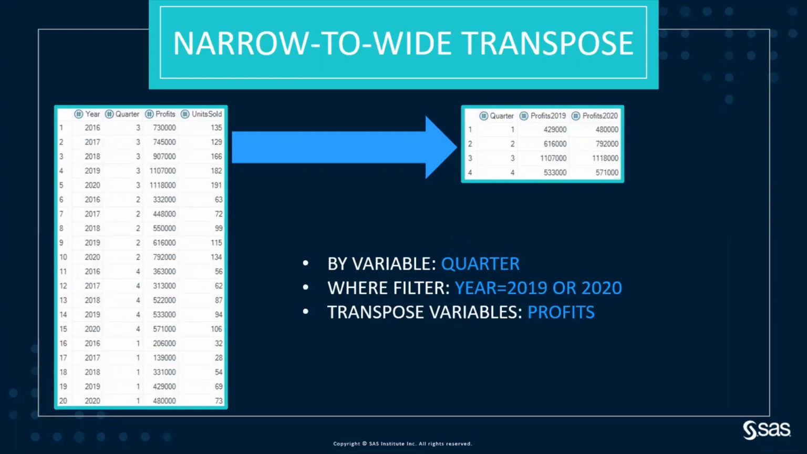Lastly, we want to include an ID statement to tell SAS how to use the values of the year column as our new column headers. By default, we would see columns titled col1 and col2, but with an ID statement, we see 2019 and 2020 instead. So let's head back over to our SAS interface to write the step.